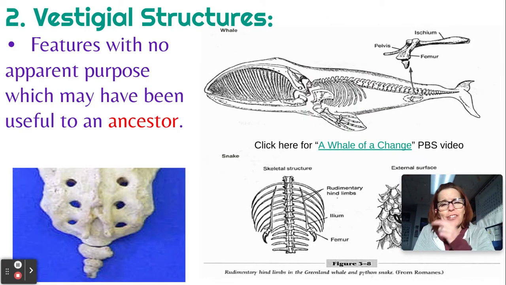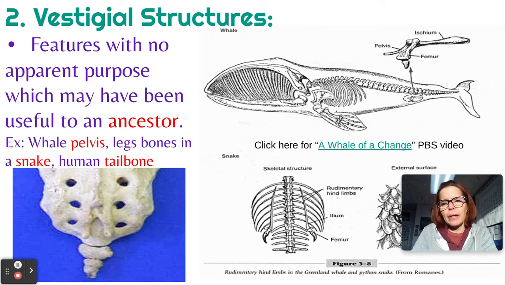All right, vestigial structures, please write this down. Vestigial structures are features with no apparent purpose in the modern organism, but they may have been useful to an ancestor. Examples include the whale pelvis. That one's weird. We'll get to that in just a second. Leg bones in a snake. What? And the human tailbone. The human tailbone, maybe many of you have heard of it.